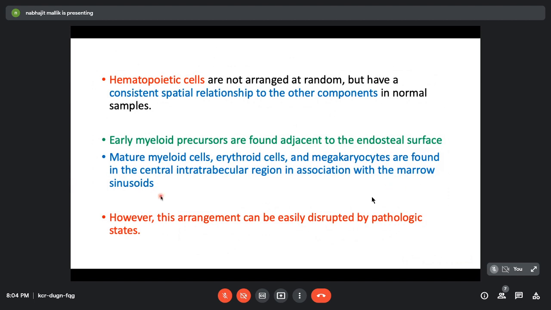So these myeloid precursors mature from the bony trabeculae, adjacent to the bony trabeculae. They mature inwards into the interstitium, and they come in association with the bone marrow sinusoids, and from there they enter the sinusoids and come into the circulation and form the elements of the peripheral blood. However, we know that this arrangement can be easily disrupted by pathological states, and that is what we are looking at when we are doing a bone marrow examination.